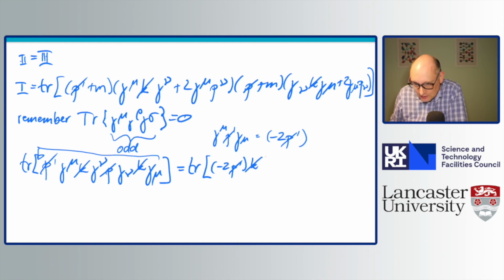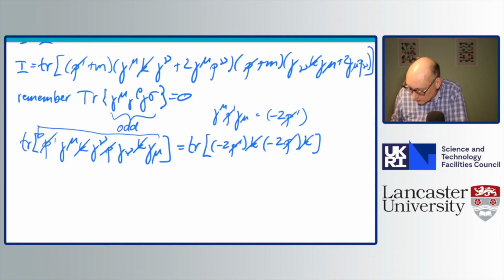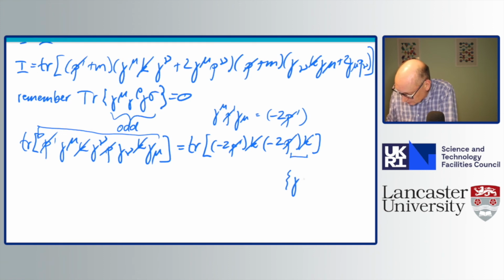then a k slash, and we will have the same thing here, gamma nu p slash gamma nu is minus 2 p slash, then k slash here. Then we use that in order we can replace the order of p and k by using the anti-commutator property of the gamma matrices.